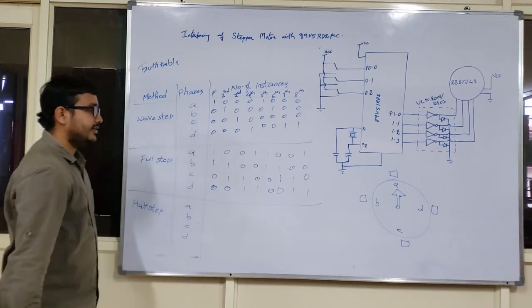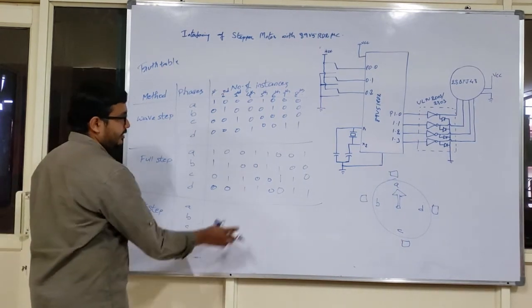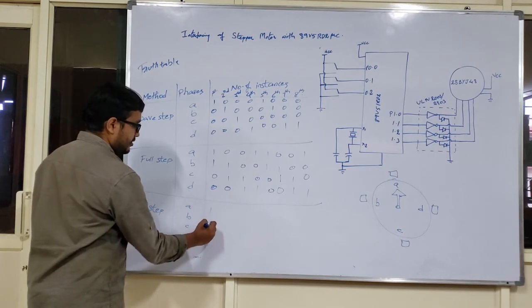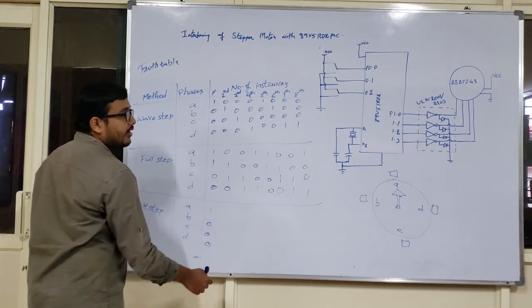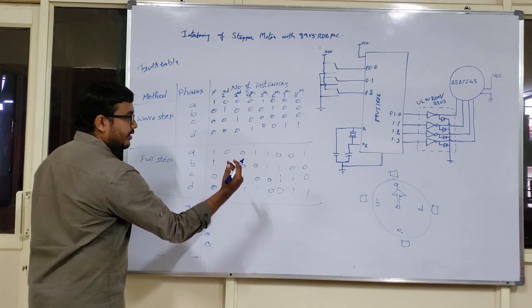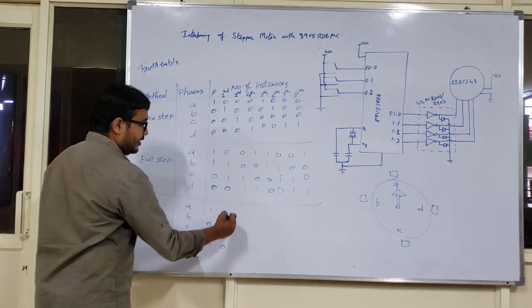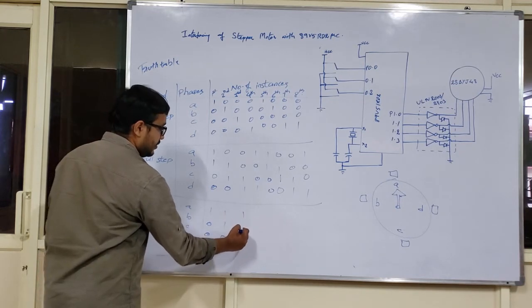Coming to half step excitation mode, if it is pointing towards phase A, only 1 0 0 0 will be the situation, and next it will be coming in between A and B. Both phases will be getting energized, and then it will be pointing towards phase B only.